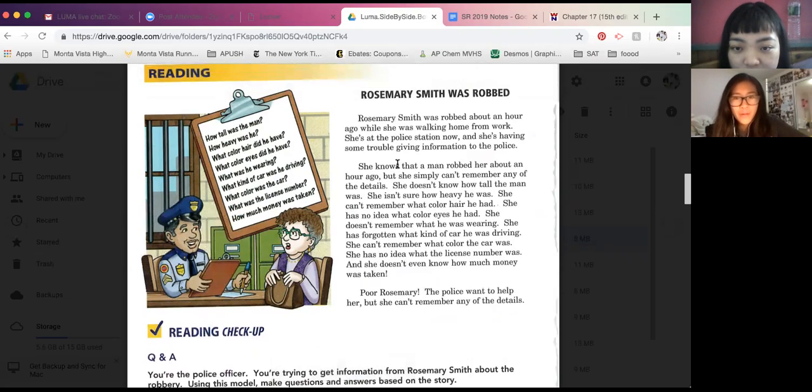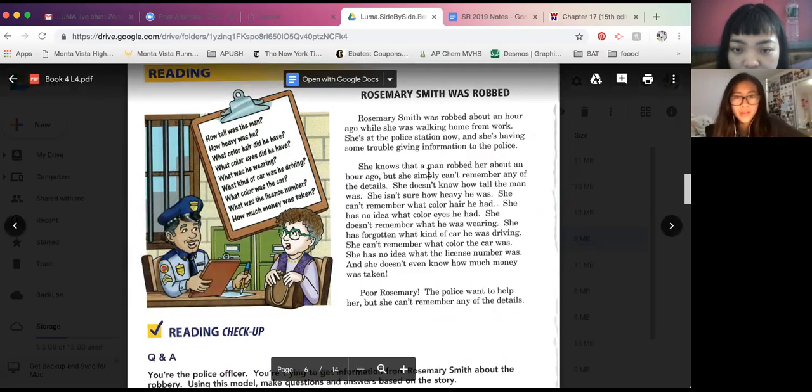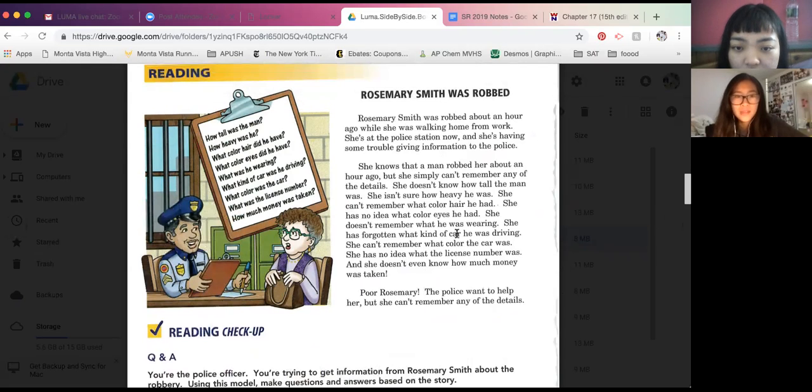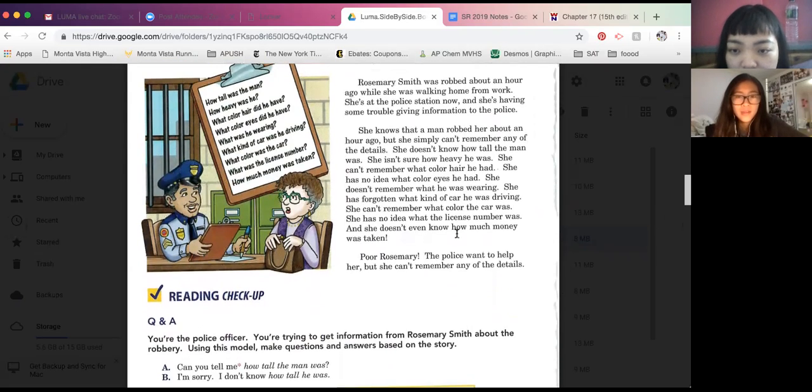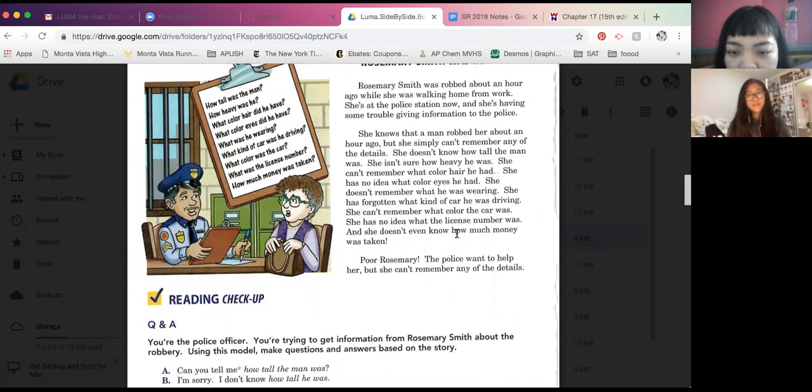Rosemary Smith was robbed. Rosemary Smith was robbed about an hour ago while she was walking home from work. She's at the police station now, and she's having some trouble giving information to the police. She knows that a man robbed her about an hour ago, but she simply can't remember any of the details. She doesn't know how tall the man was.